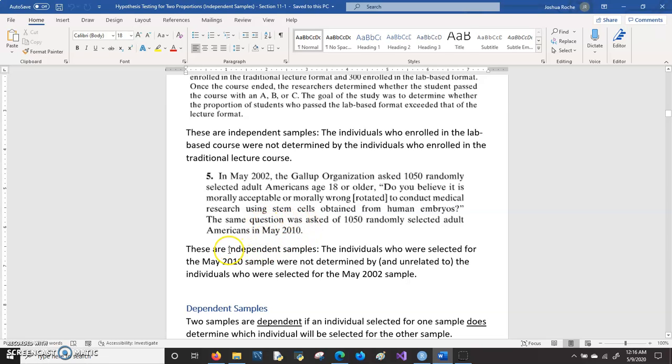And these are also independent samples. The individuals who were selected for the May 2010 sample were not determined by and also unrelated to the individuals who were selected for the May 2002 sample. So they had no connection to each other at all. They were just two completely different groups of people. And so they're independent samples.